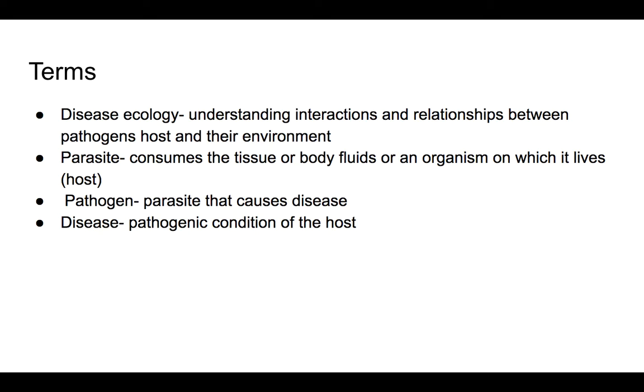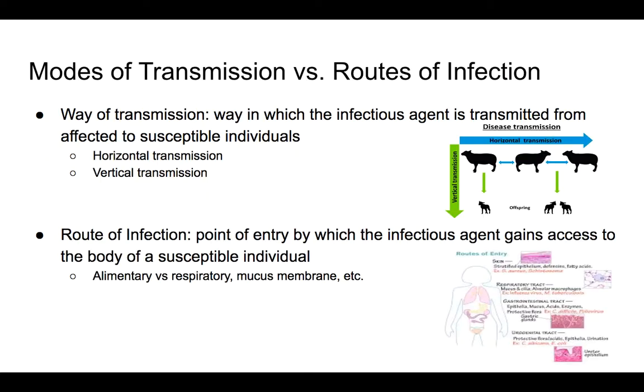A parasite is a specific type of pathogen that uses the resources of its host. Pathogen is a term that we will use very often. It's basically any disease-causing particle, and disease is a pathogenic state of the host. It's important to note that pathogens are what are transmitted among individuals, not the disease itself.